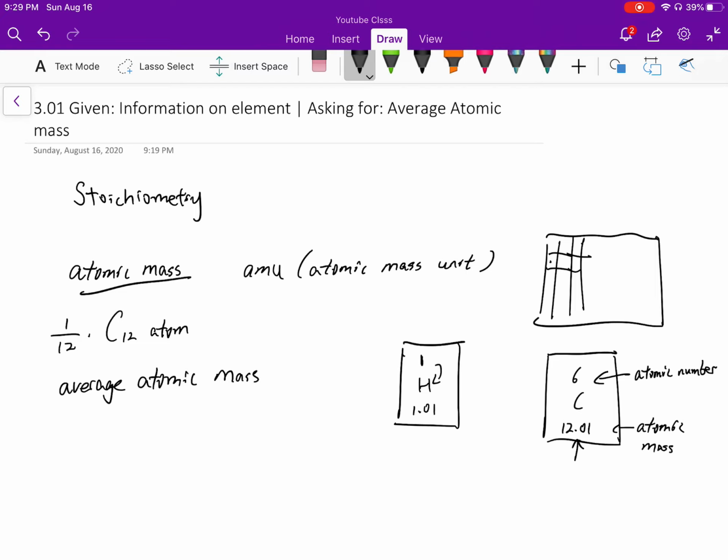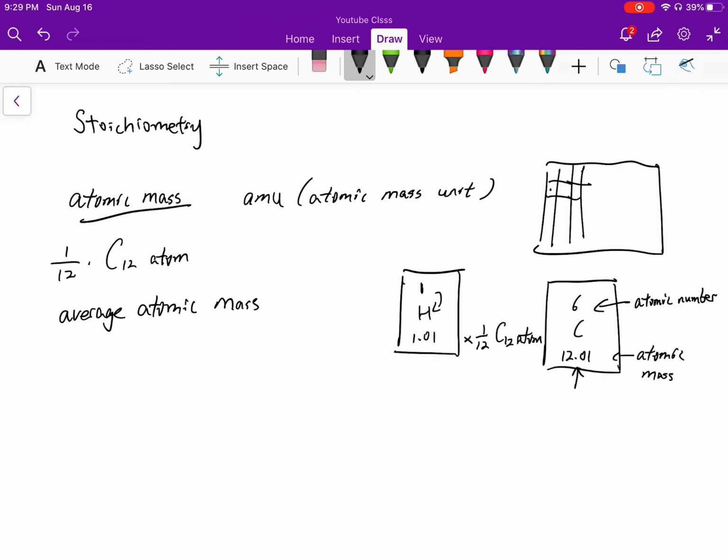So that means a hydrogen atom in this case will be 1.01 times the mass of 1/12 of a C12 atom. That's why later on we'll talk about Avogadro's number and how you convert from here to grams. When you have 1 mole of something, the mass of it will actually be 12.01 grams. That's not a coincidence. That's based on how things are defined.